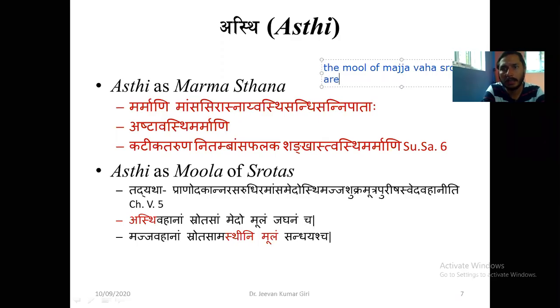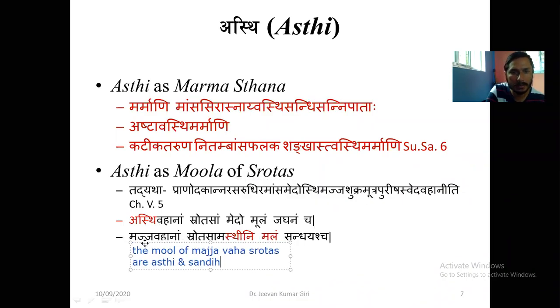Asthi and Sandhi. Sorry, Sandhi, not Jaghana. Asthi and Sandhi. See here, Majja Vahanam Srotasam Asthi Moolam Sandayascha. So Asthi and Sandhi, they are the Mula of Majja Vaha Srotas. Okay? So just remember this sloka.